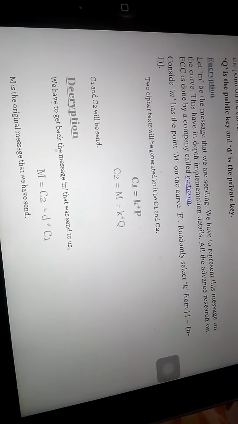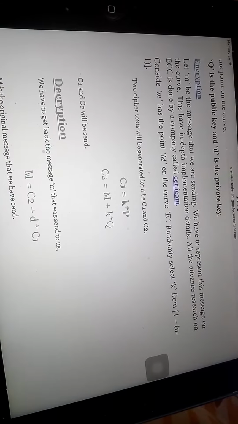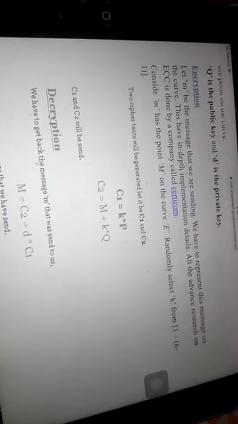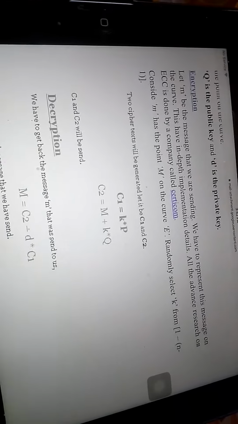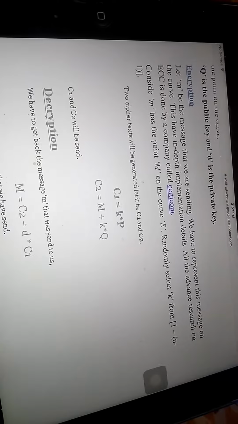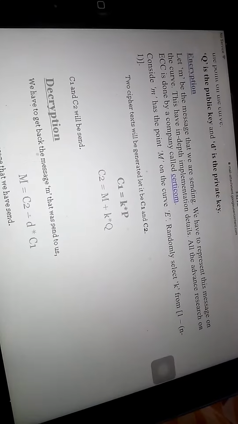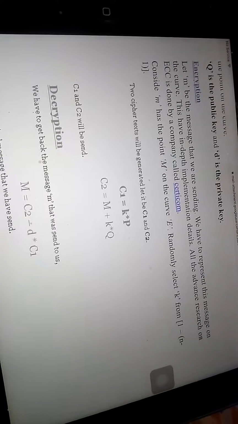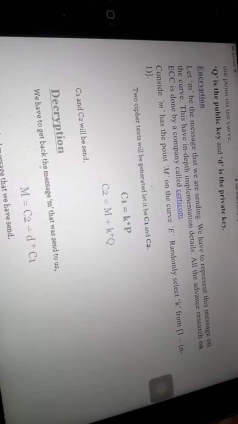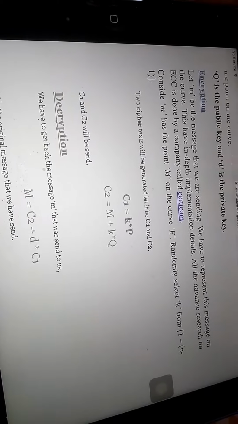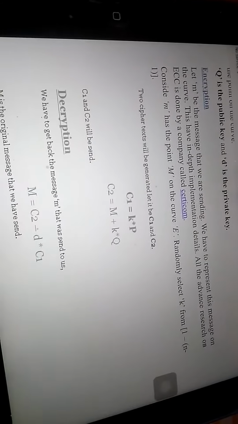Dear students, in continuation with elliptic curve cryptography, in the previous video I gave an introduction to elliptic curve cryptography as well as the key generation process. Now, with respect to encryption, let us consider the message which we are about to send as M, represented with small case letter m. As the first step, we need to represent this message on the curve. This we call the mapping of the given message onto the given elliptic curve.